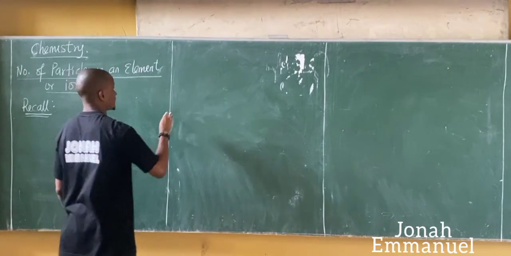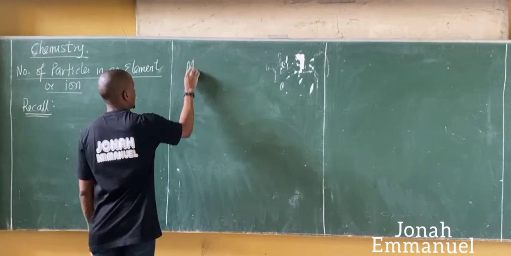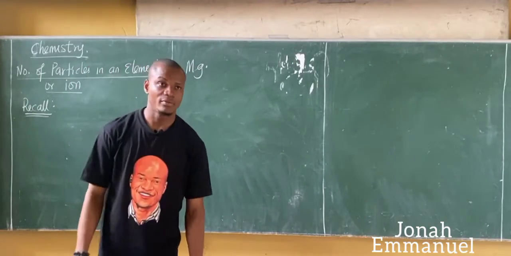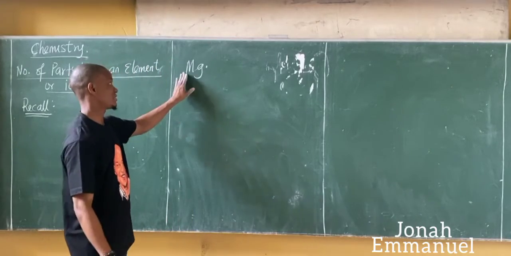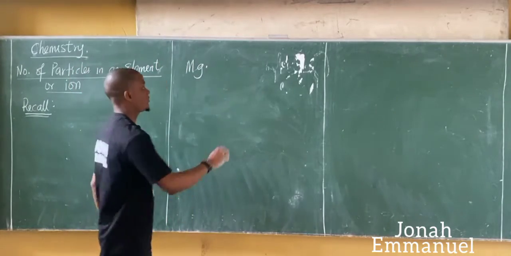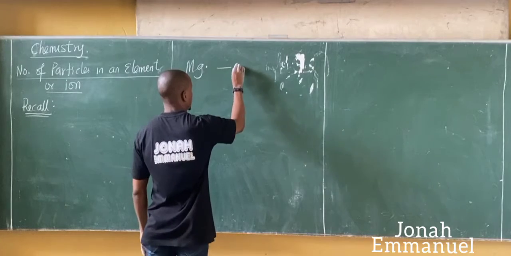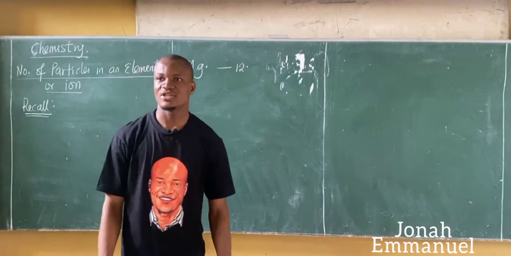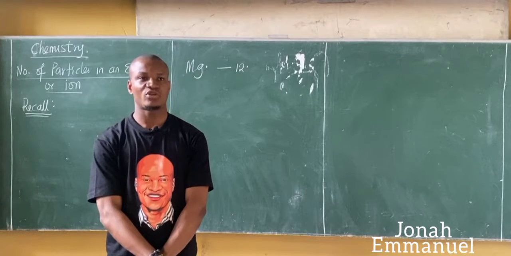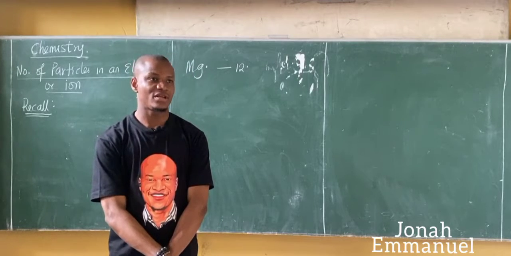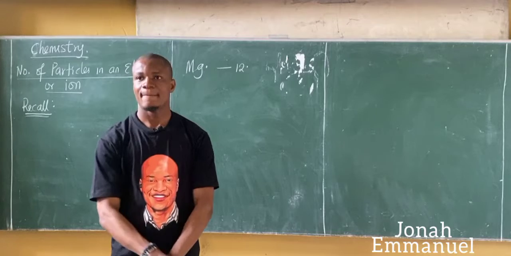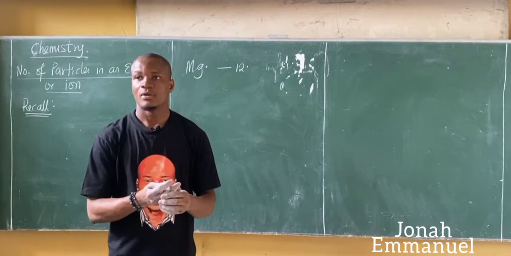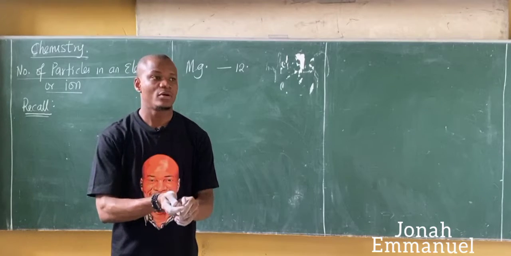Let's say I have this compound, okay? Mg. What's Mg? Magnesium. So I'm having Mg as magnesium. Magnesium has atomic number 12. If it's atomic number 12, what's the number of protons? How many protons? How many neutrons? How many electrons?